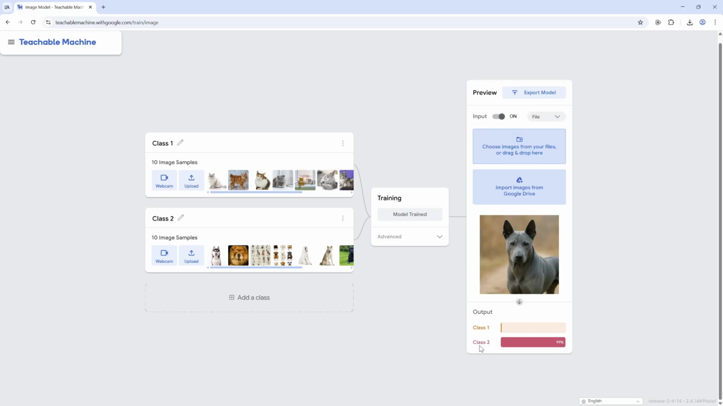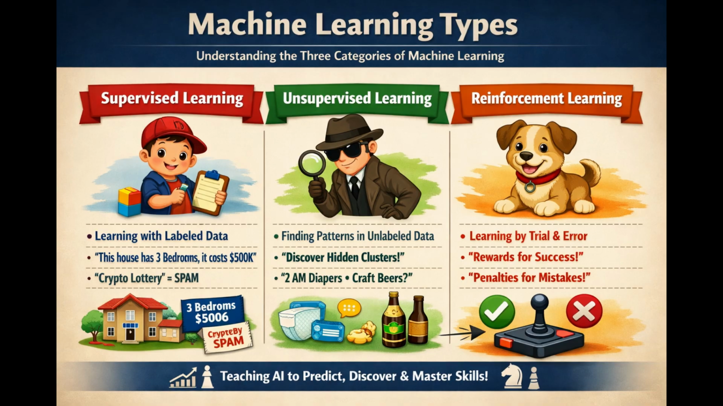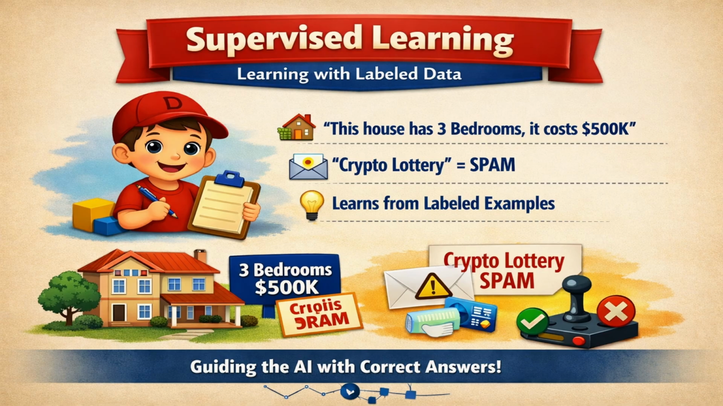And now, when you show it a brand new picture of a dog it has never seen before, it doesn't guess, it knows. As an engineer, I see the AI world split into 3 massive categories. Let's break them down instantly using 3 characters.